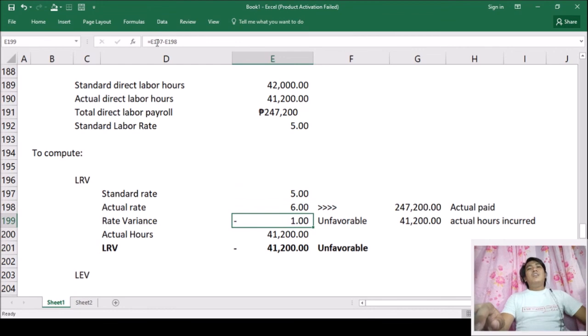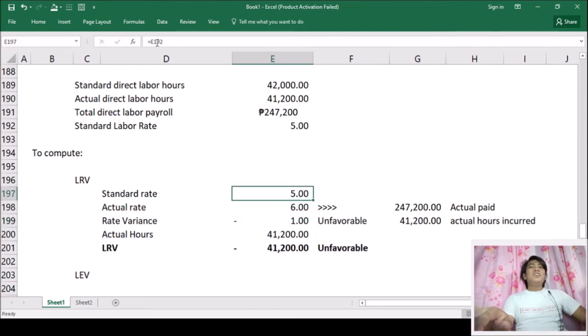Okay, sometimes, no, the reason why the rate variance is unfavorable, kasi itong reason, no, your standard rate is 5 and then you actually pay it at 6. Baka naman kasi masyadong professional at competent masyado ang kinuha mong manggagawa, mas mahal yung nakuha mo, no? Okay, kaya nagkakaroon ng rate variances.